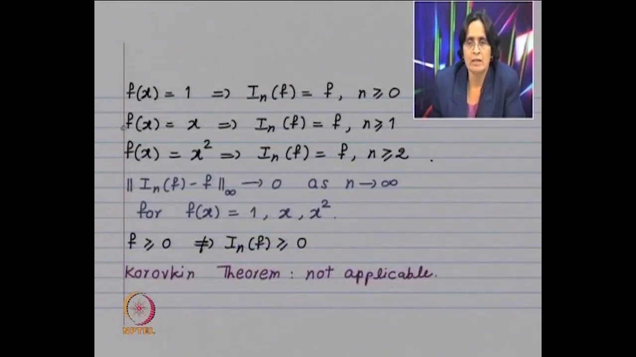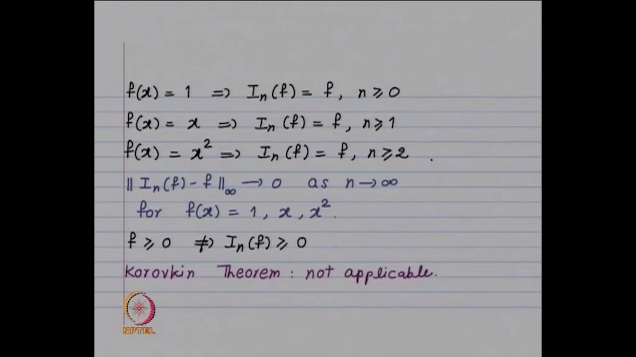Now, look at the three functions, f(x) is equal to 1. In fact, the interpolating polynomials reproduce the polynomials. So, when f(x) is equal to 1, the interpolating polynomial will be equal to f for n bigger than or equal to 0. For the function f(x) is equal to x, I n f will be equal to f for n bigger than or equal to 1, and for f(x) is equal to x square, I n f will be equal to f for n bigger than or equal to 2. And hence, for these three functions, the infinity norm of I n f minus f will tend to 0 as n tends to infinity.